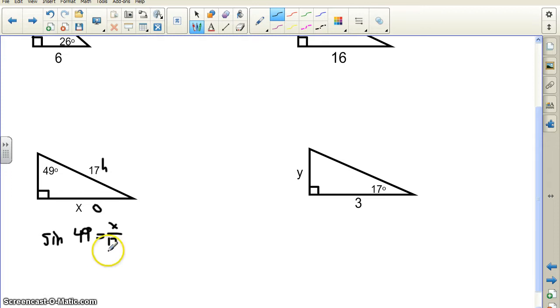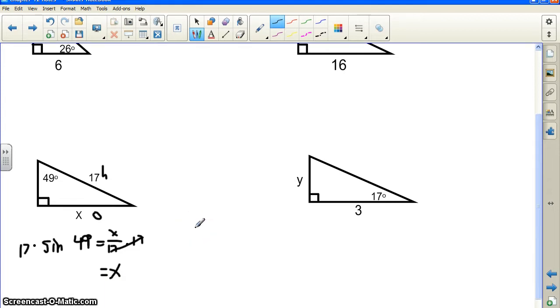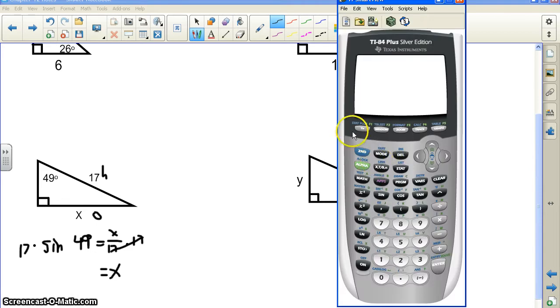Well, we can go ahead and just multiply both sides by 17. This is one of those easier ones that we did in class. So multiply both sides by 17. So on this right-hand side, the 17's cancel. So we're just left with x. On this left-hand side, there's nothing else we can do. All we need to do is just type it in the calculator. Based on what we have here, we have 17 times sine 49. Nothing left that we can do by hand, so let's go to our calculator.